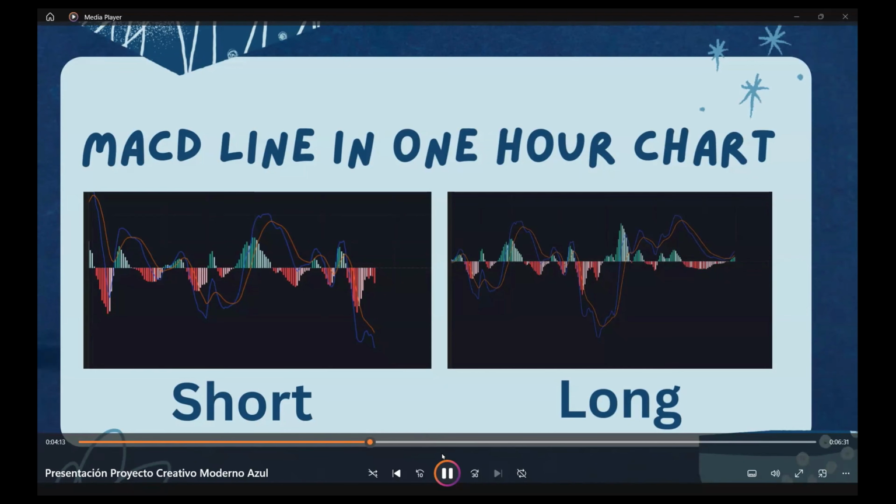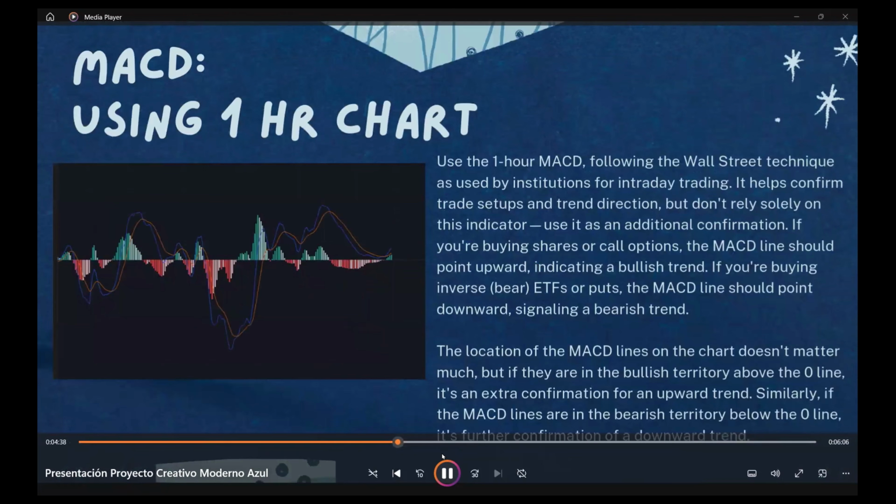And if we're going long, such as buying call options or shares, we want the MACD line pointing up, indicating an upward trend as we anticipate the move in the bullish direction. Once again, we want the MACD line pointing down if we're going short, and pointing up if we're going long.